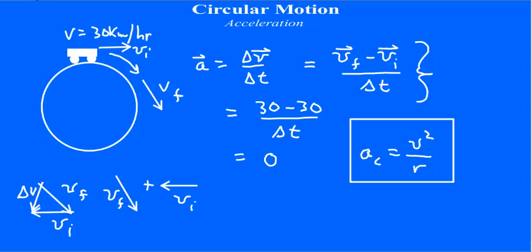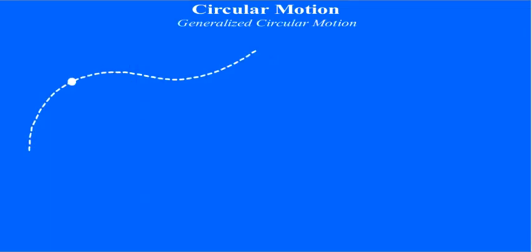All right, so that's what Newton offered to us in his study of planetary motion for objects moving in a circle at a constant speed. So this is going to apply for any object moving in a circle, satellite, moon, whatever. All right, let's look at circular motion in a more general sense.